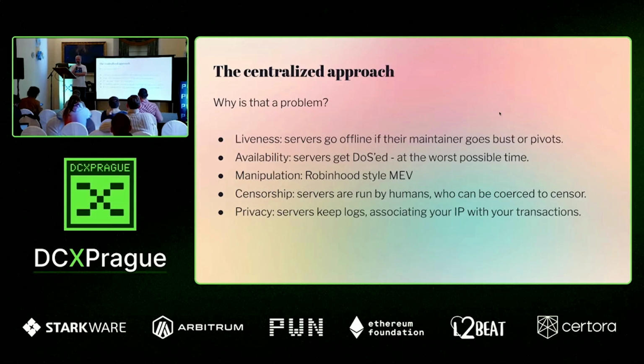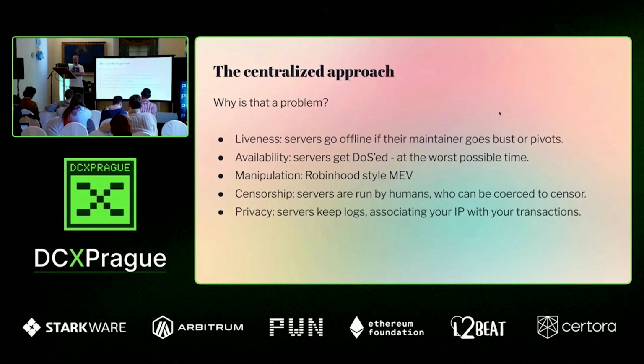Then the server operator could also extract MEV because they get to delay your transactions when there is price action in order to front run you with 100% success, because you cannot win a race against the server you're interacting with. So there's this issue. And of course, the plain old simple censorship, because the server is operated by a human, and humans can be coerced. So someone might get the server to censor you at the worst possible time.